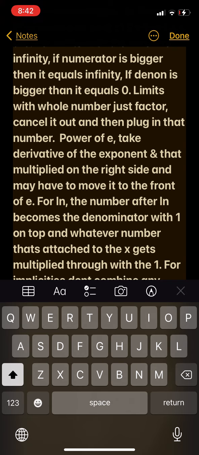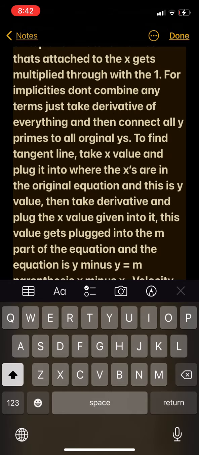For a power of e, take the derivative of the exponent and multiply it on the right side, and you may have to move it to the front of e for ln. The number after ln becomes the denominator with 1 on top, and whatever number is attached to the x gets multiplied through with the 1.